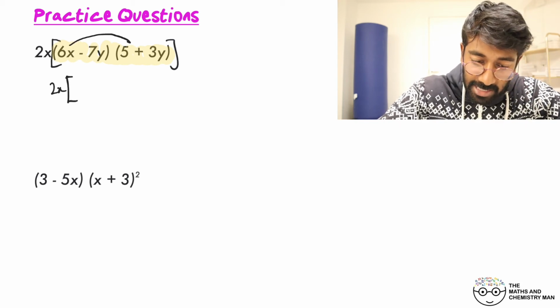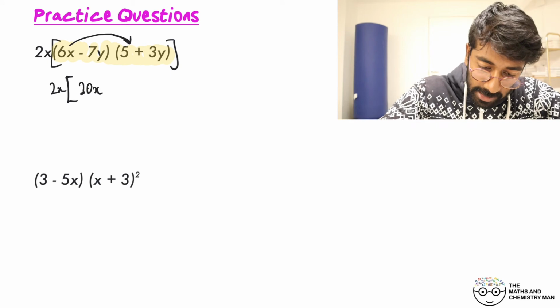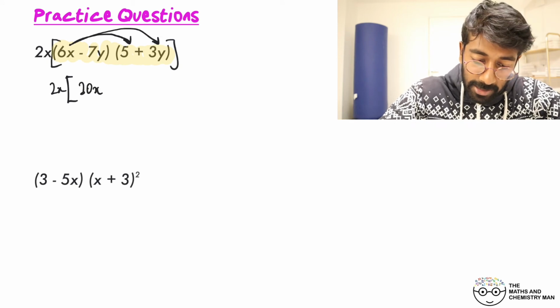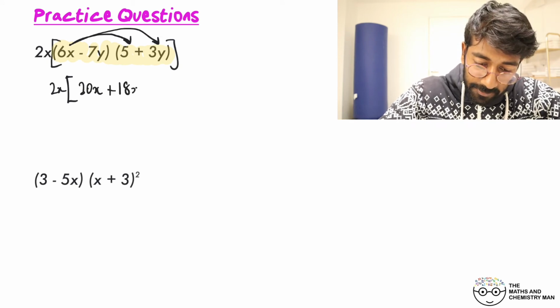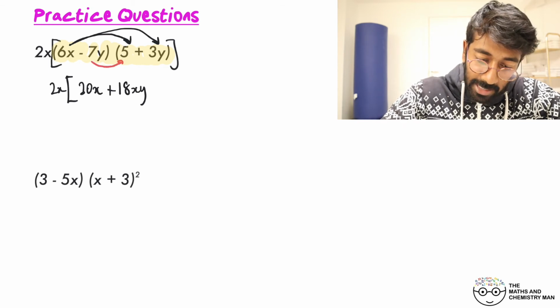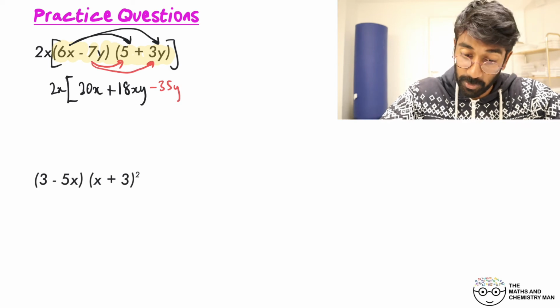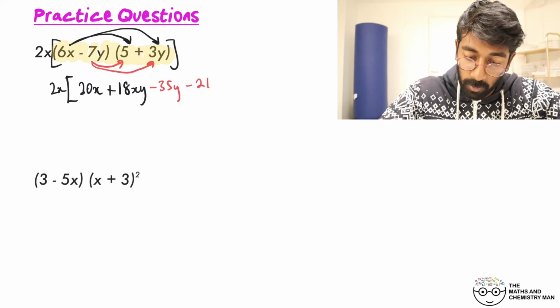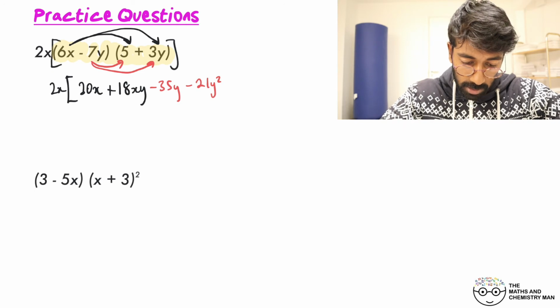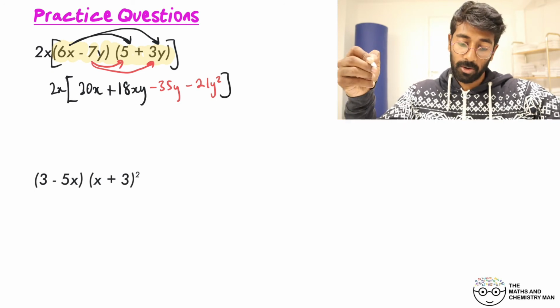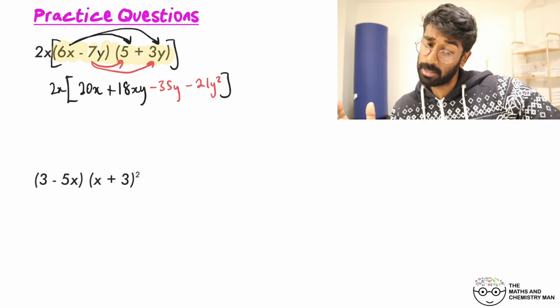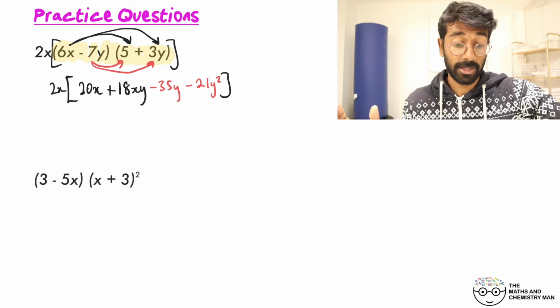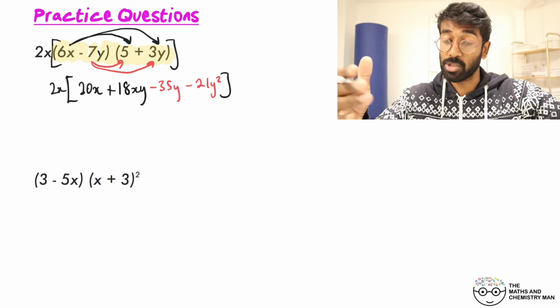So we've got 6x times 5, so that's 30x, and then 6x times 3y, so plus 18xy. And then we've got minus 7y times 5, so that's minus 35y, and then minus 7y times 3y, so minus 21y squared. Okay, good. And then we'll close that off there. Any like terms? I don't think so.